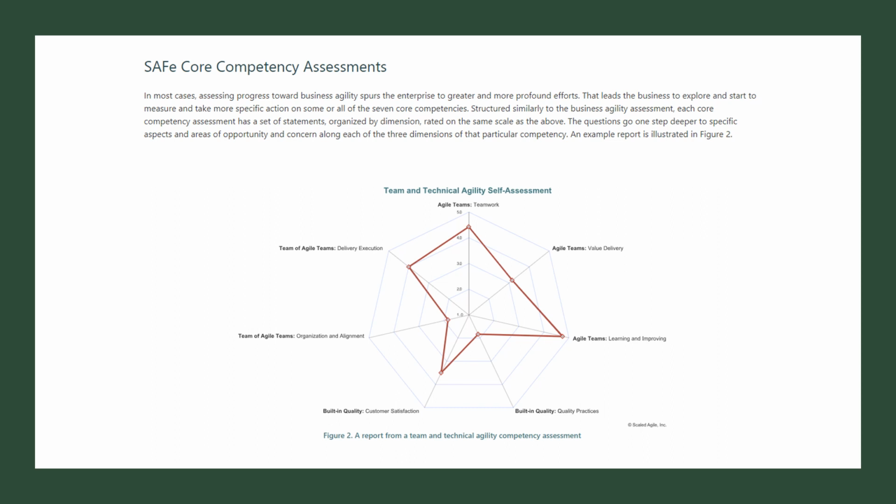An example of a report is illustrated here. This picture shows a report from the team and technical agility competency assessment. It has seven dimensions: agile teams, teamwork, value delivery, learning and improving, quality practices, customer satisfaction, organization and alignment, and delivery execution, right? So this particular core competency will be assessed based on these dimensions. Each dimension will have a set of statements and there will be a rating, so you can assess accordingly.